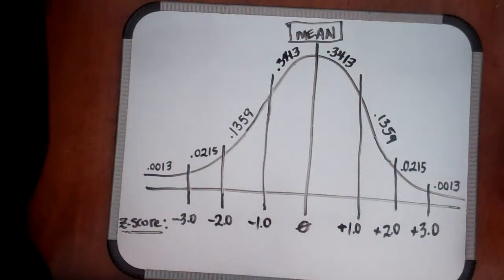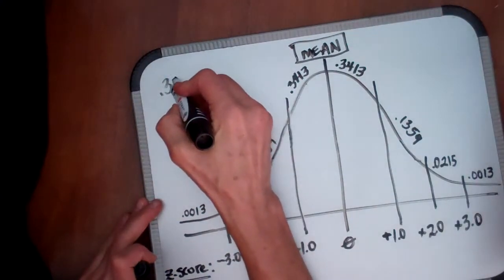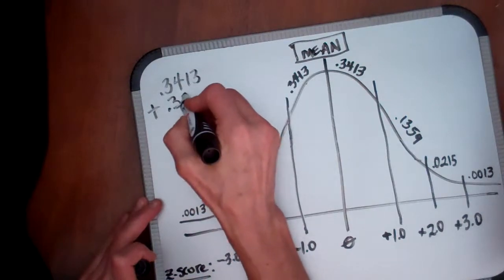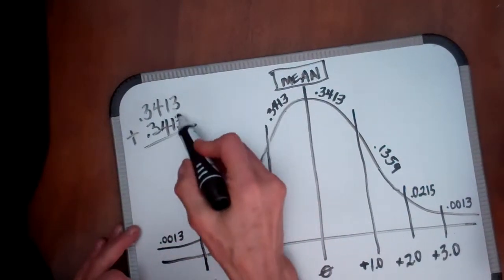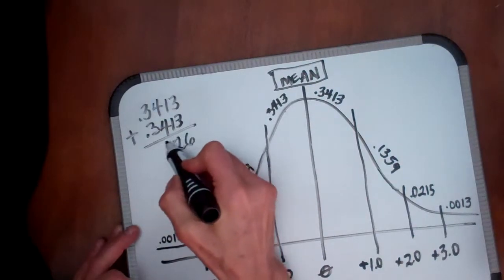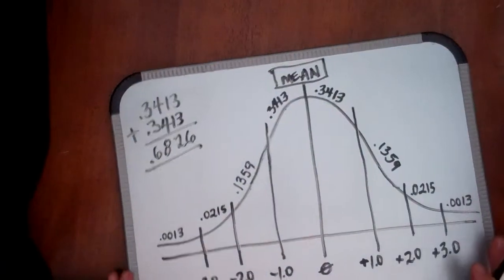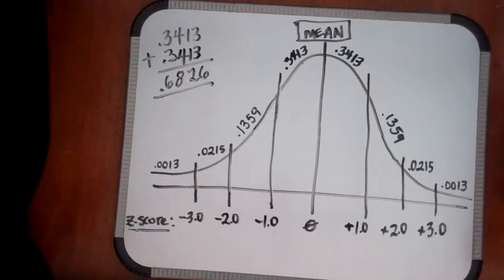So it's 0.3413 plus 0.3413, and this gives you 0.6826.